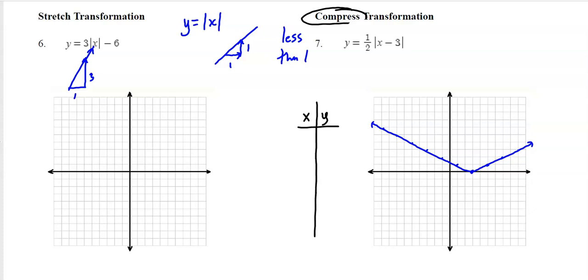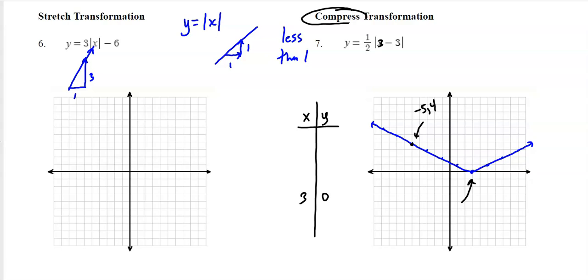And let's check out the vertex first. So what happens when I put 3 in for x? Well, 3 take away 3 is 0. Absolute value is 0. 0 times a half. That checks out. Let's pick another point. Let's pick this point way over here. So we want to verify that negative 5 comma 4 works. Let's see if negative 5 comma 4 works.